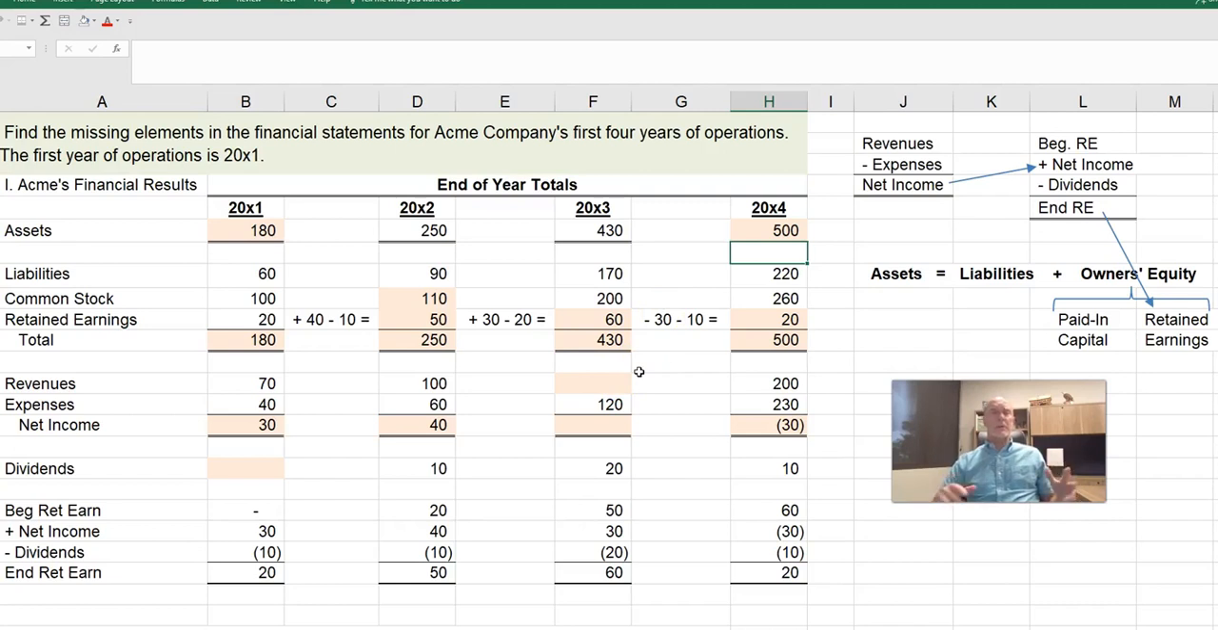In the practice problems, you've got some other problems like this where you have some missing amounts, and you need to find those missing pieces. Again, thinking about how those financial statements fit together, and you would certainly want to expect a problem like this to be on the exam. All right, have fun with it.